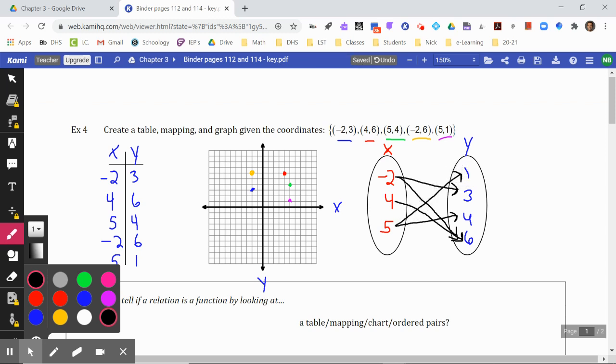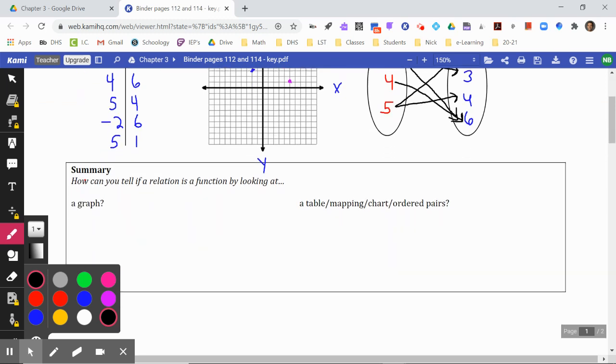All right, so that's how we're going to make our mapping diagram. Based on our mapping diagram, is this thing a function? Hopefully you answered it is not a function, because I have multiple outputs coming from one single input. This -2 goes out to the 3, and it goes out to the 6, as well as this 5 going out to the 1 and the 4. So definitely not a function on this one here.